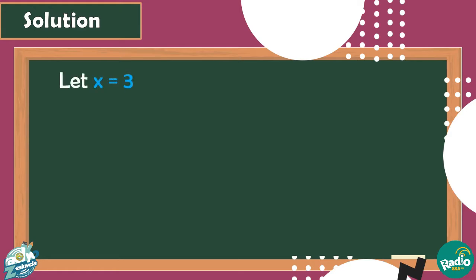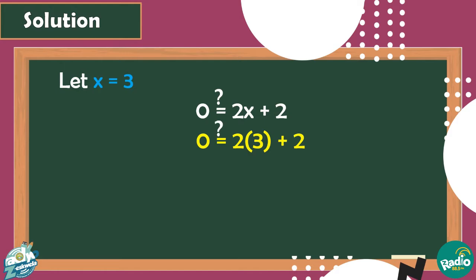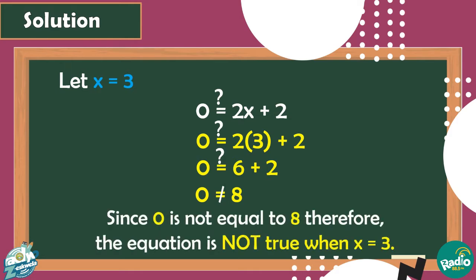And the fifth value of x, which is 3, by substituting it to our given equation, the given equation becomes 0 is equal to 2 times 3 plus 2. And by simplifying, we got 0 is equal to 6 plus 2. And now, it will become 0 equals 8. Is it correct? Since 0 is not equal to 8, therefore, the equation is not true when x is equal to 3.